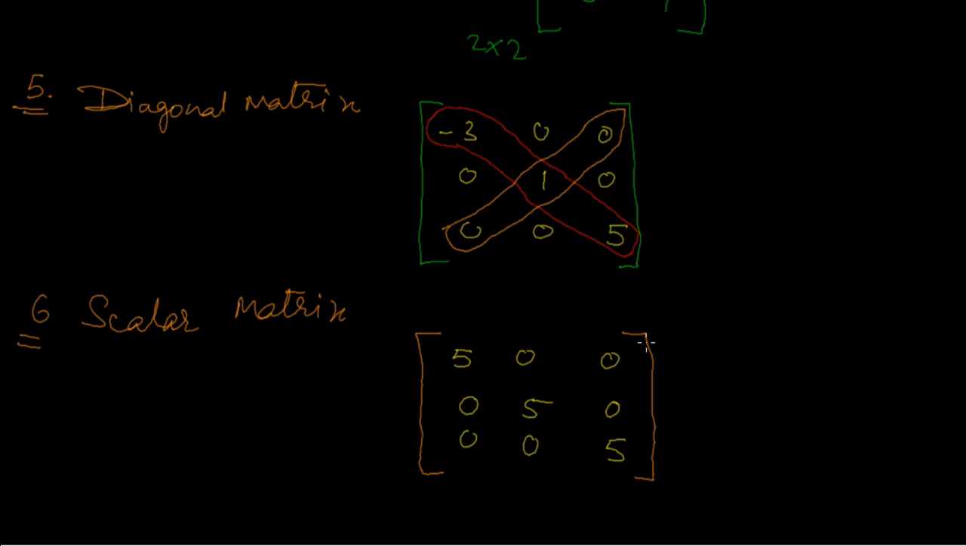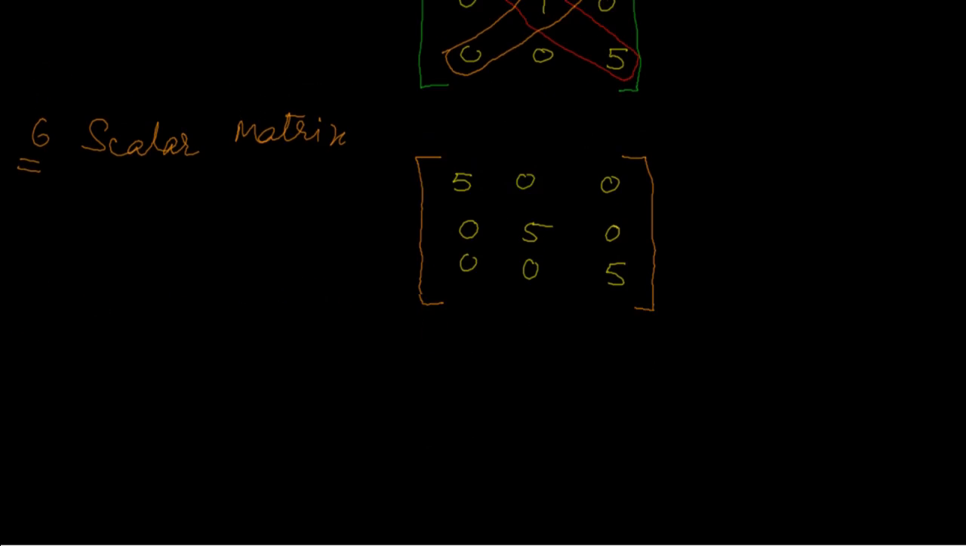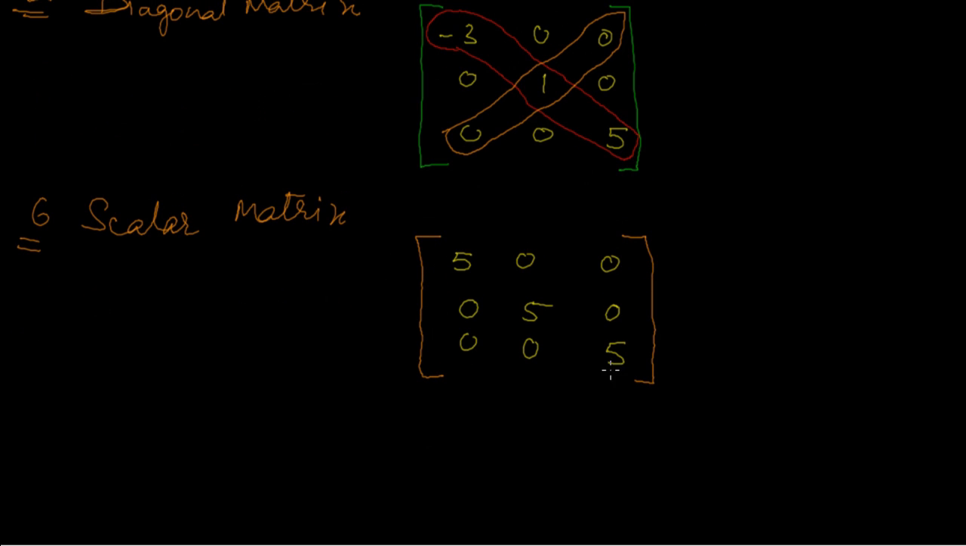Here you see the difference from the diagonal matrix. It is also a diagonal matrix, but the value of all elements of the diagonal are the same. Each and every element in the diagonal has the same value. The other elements are 0 there. So it is the scalar matrix.